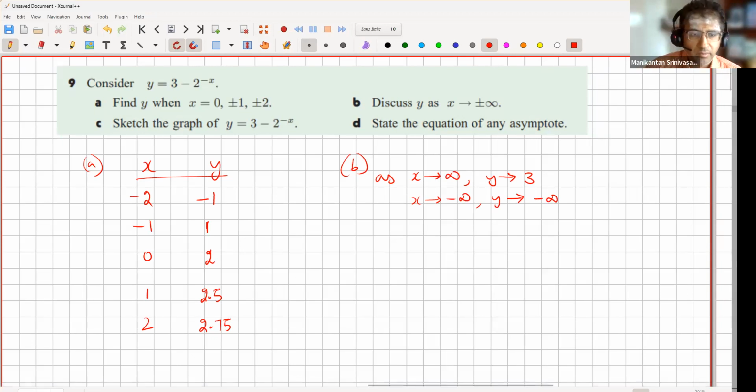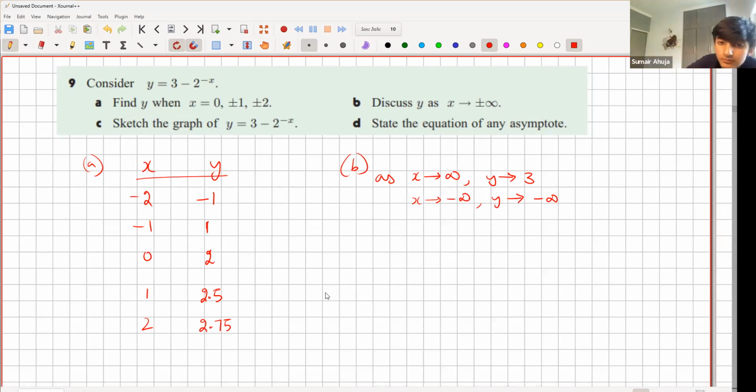Okay, shall we pause here with A and B? Do you guys agree with me? Yes. And the behavior for B, right? As x tends to infinity, y will approach 3. Ahana, you with me as well on that? Okay. So C and D are more or less related, right?